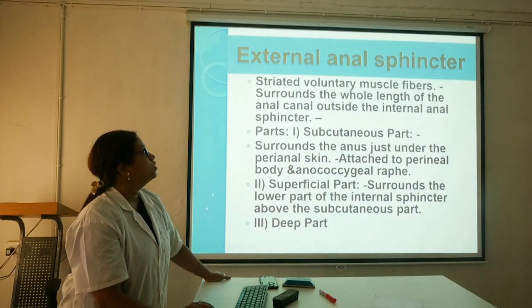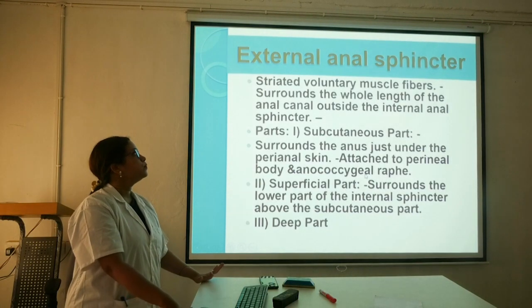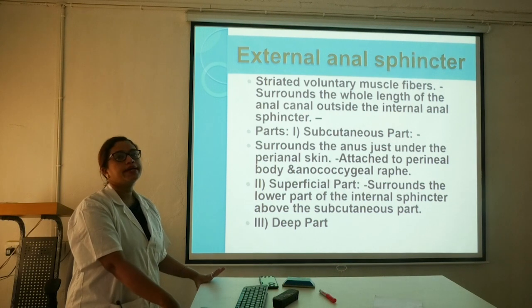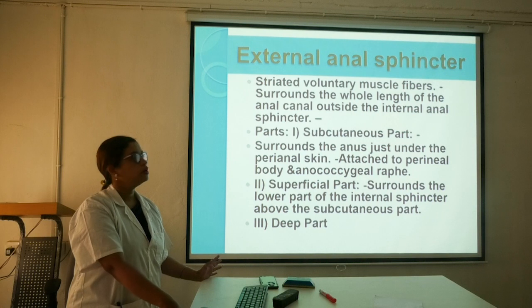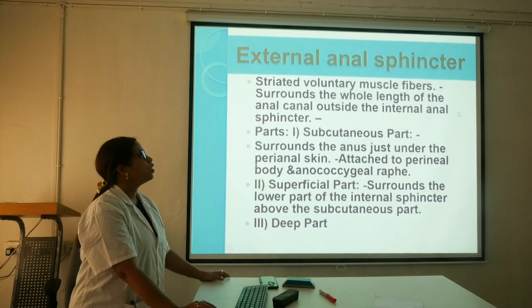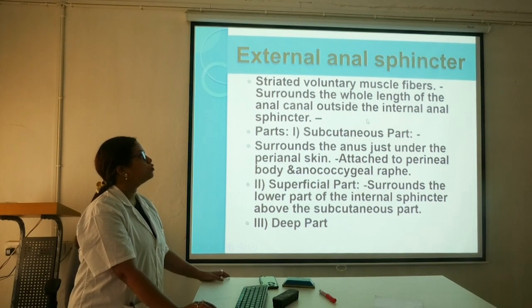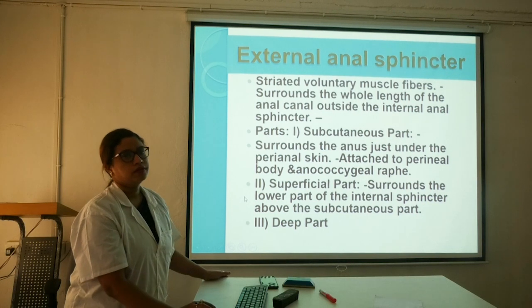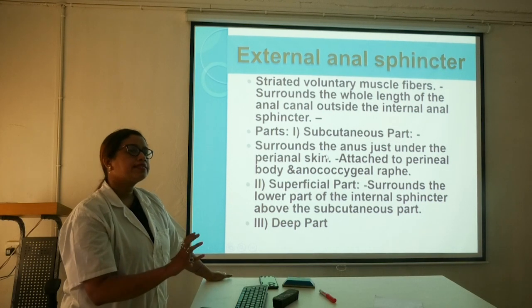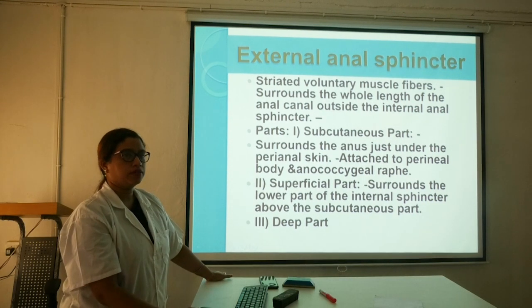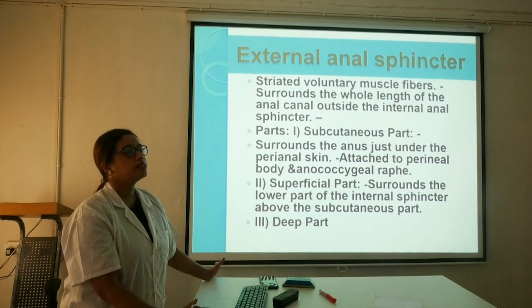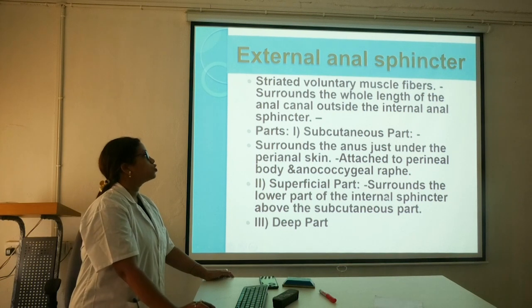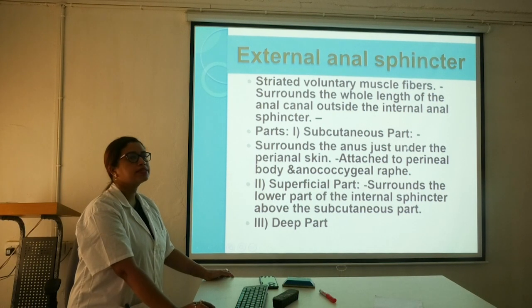Okay. So now the external sphincter. It is striated voluntary muscle fiber. So the external sphincter is voluntary muscle, and it surrounds the whole length of the anal canal outside the internal sphincter. So internal sphincter is involuntary, external sphincter is voluntary. So what are the parts? How many parts are there?